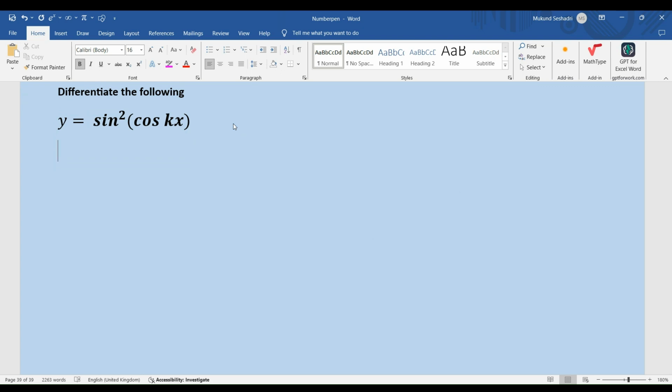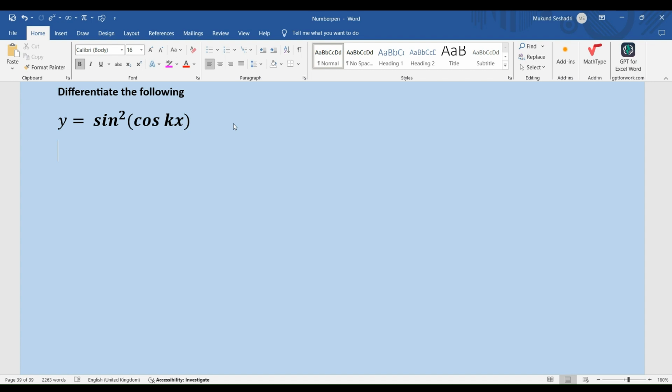There we have the problem on our screen. Differentiate the following: y equals sine square cos kx. So we have three functions which I can see inside y. We have a cos kx, and then we have a sine function, and then we have a square function as well. So our function sine square cos kx can therefore be solved by chain rule.